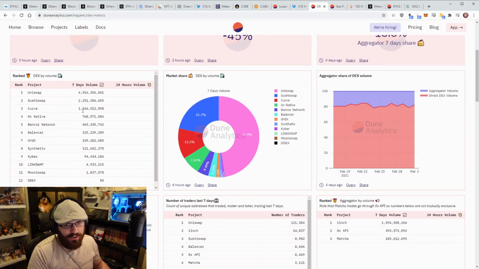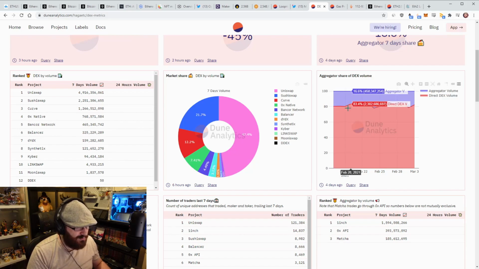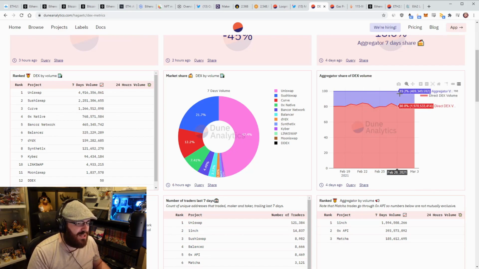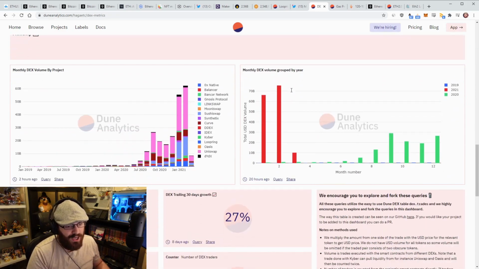Absolutely crazy growth, and a lot of that's coming from Uniswap, SushiSwap, Curve, 0x, all of your favorites. There's also a new chart here that they added recently showing how much volume is coming from aggregators and how much is coming from direct exchanges. Aggregators are taking up about, on average, maybe 20% of the pie, with direct taking up 80%. I actually would have thought aggregators would be more, but it seems a lot of people are just going directly to things like Uniswap and SushiSwap instead of going to aggregators, which was surprising.